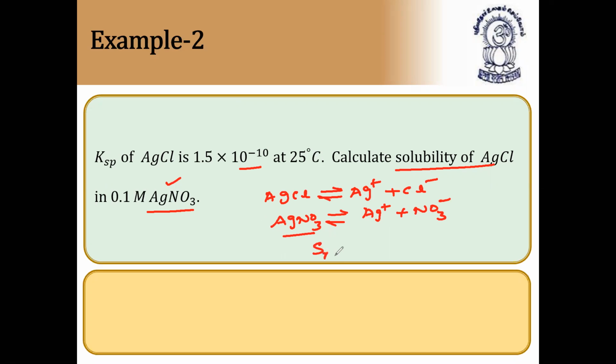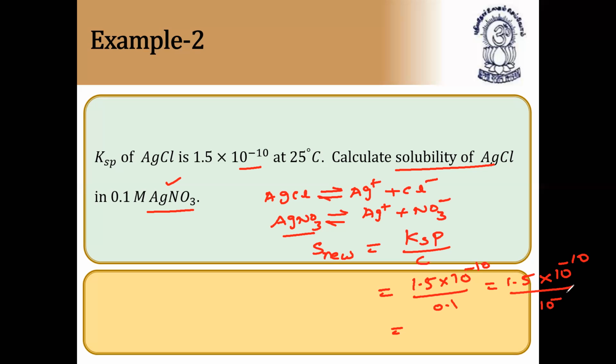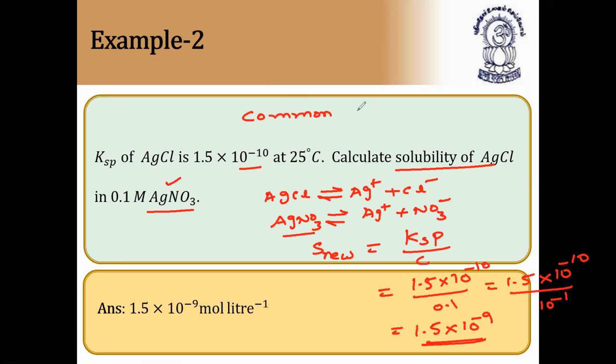So to find the new solubility, what is the formula I told? It is equal to Ksp of silver chloride by the concentration C. What is the concentration of silver nitrate? 0.1. So it is 1.5 times 10 to the power of minus 10 divided by 0.1, which is 10 to the power of minus 1. The 10 to the power of minus 1 goes to the numerator, so finally it becomes 1.5 times 10 to the power of minus 9 moles per liter. This is the answer. This is called solubility using the common ion effect.